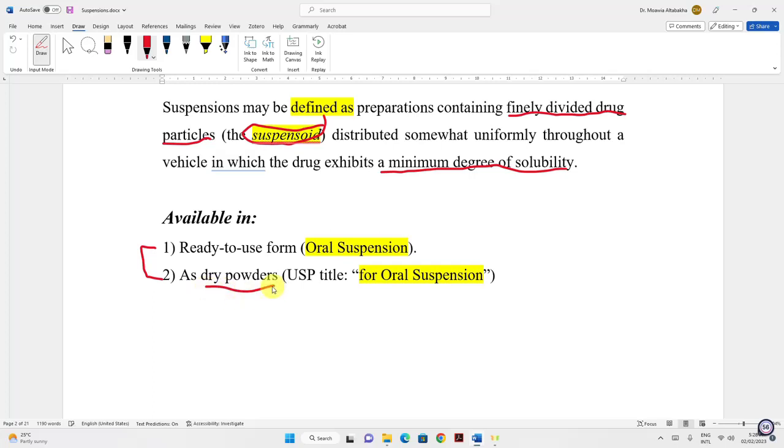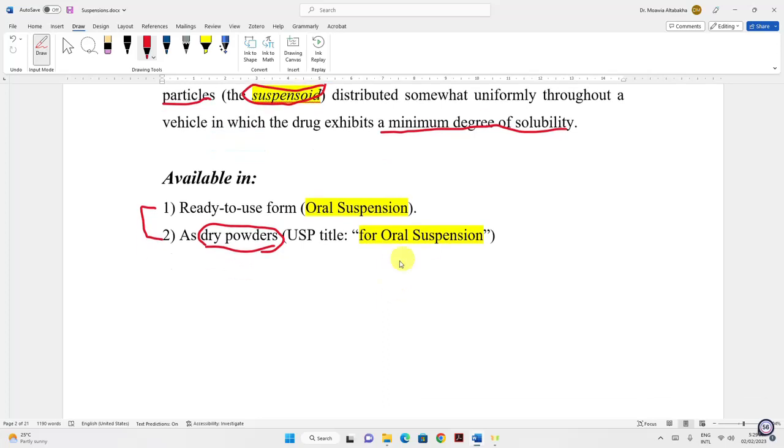As in the solutions, if you remember, in solutions we also had dry powders for solution. In suspension, we also have the same. We might have dry powders, and USP, United States Pharmacopoeia, requests that the label of such dry powders that are intended to be suspended in a vehicle be referred to as for oral suspension. Meaning the name of the product or the drug, for oral suspension, indicating that it's a dry powder. Okay, and indicating that after adding the suitable vehicle and shaking, you will get a suspension.